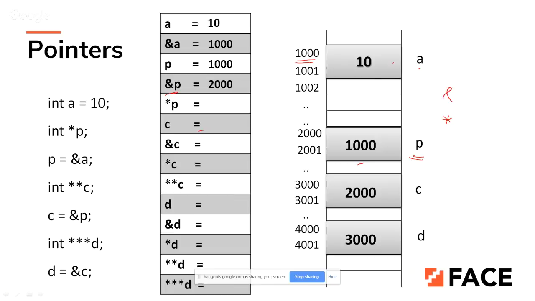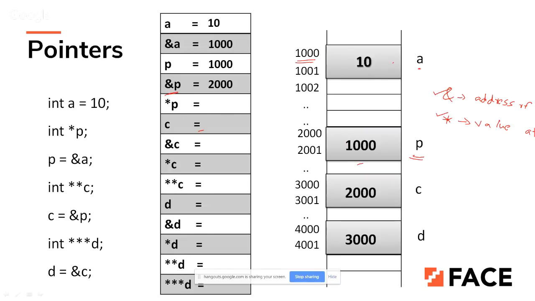As we have discussed, ampersand is nothing but address of. What do you mean by star then? Star is nothing but value at. Ampersand is called address of, star is nothing but value at. This is called the reference operator and this is called the dereference operator. What is meant by value at? This is nothing but P. What is meant by P? P contains an address called 1000.